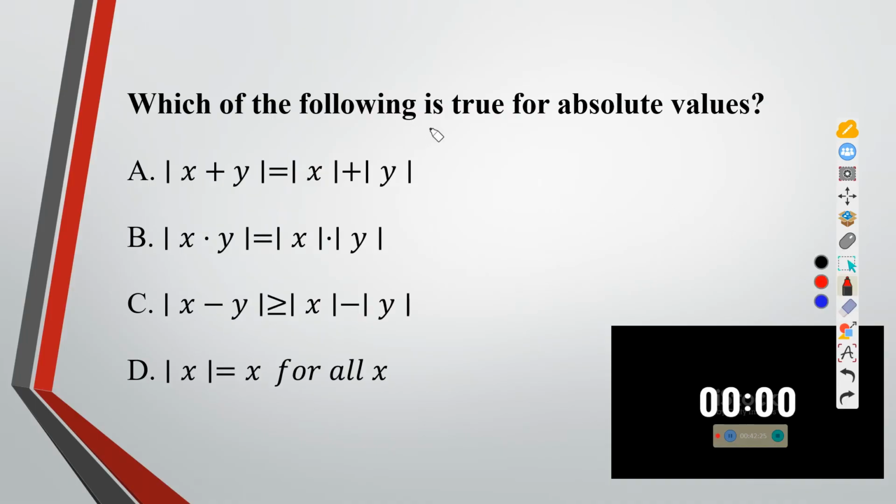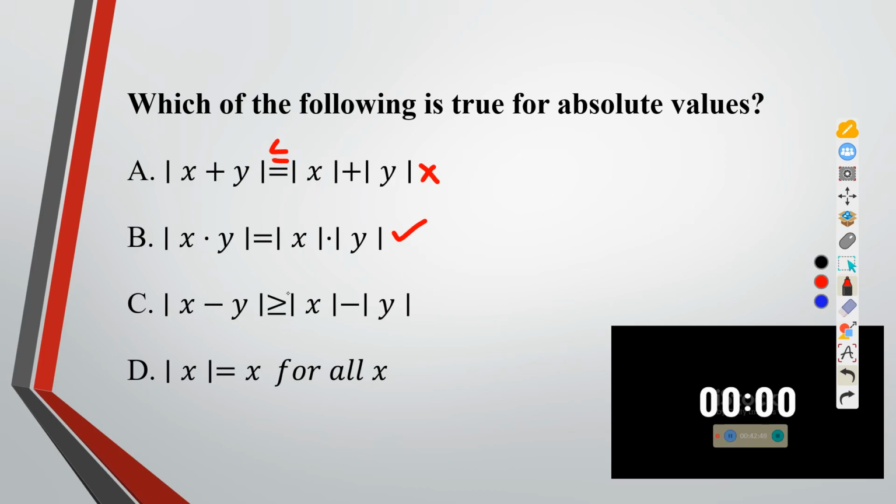So which of these is true for absolute values? Magnitude of x plus y is equal to this. This is not true. This should be less or equal to. So this is out. This one here is true. Magnitude of x times y is the same as magnitude of x times magnitude of y. This is true.